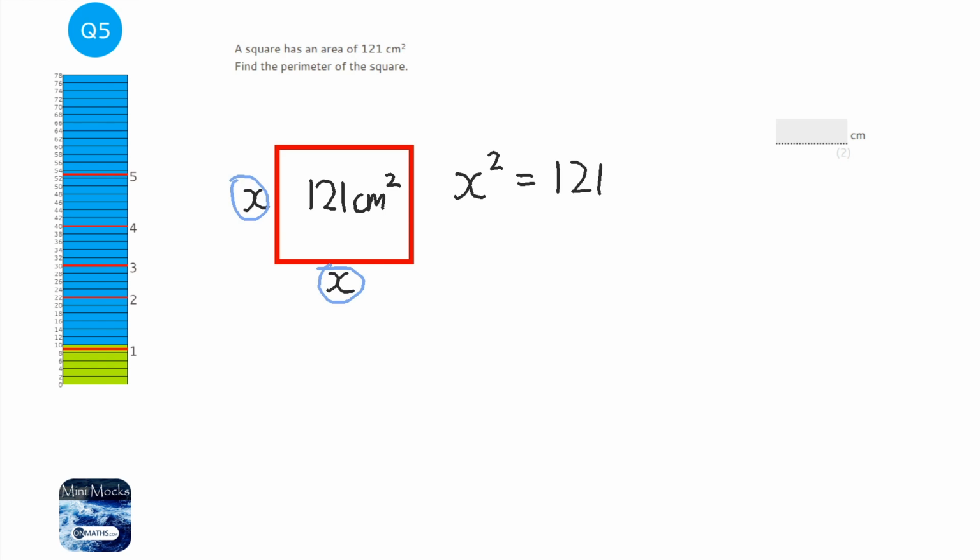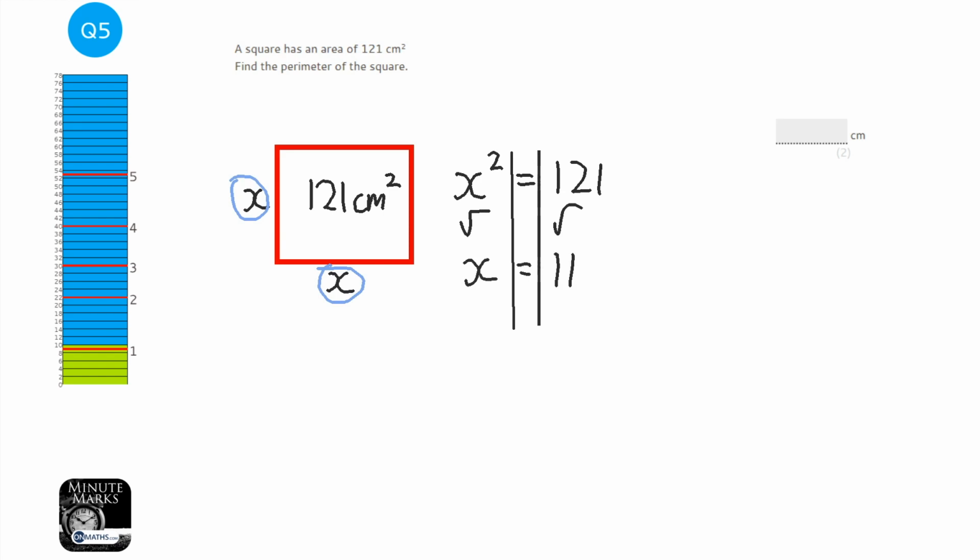And if I put my lines in, then I can square root both sides. And so x is 11. So I know that 11 times 11 is 121. Now the temptation is to think, right, I've got the answer 11, but it's asked for the perimeter of the square. So I know perimeter is the distance around the square, and each side is 11. So it's 11 plus 11 plus 11 plus 11, or 11 times 4, which is the perimeter, which is 44. So the answer is 44 centimeters.